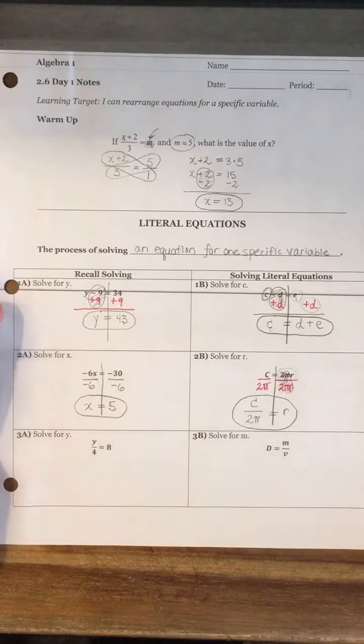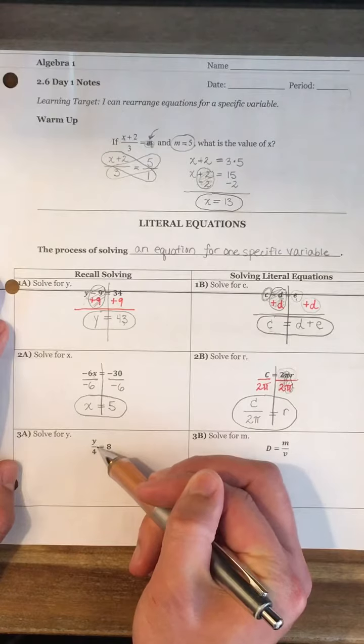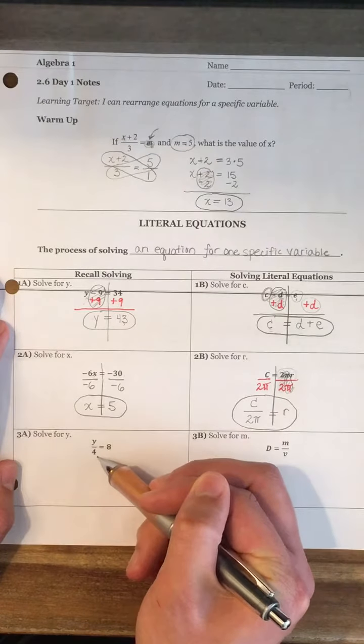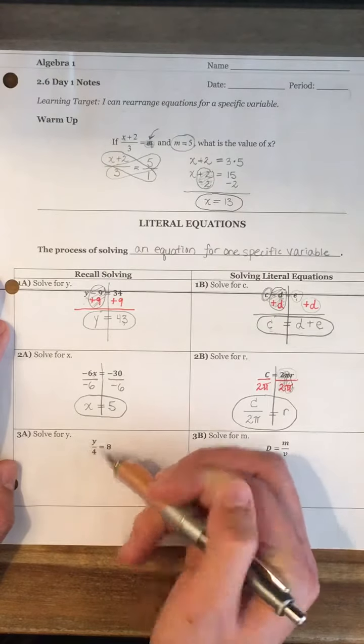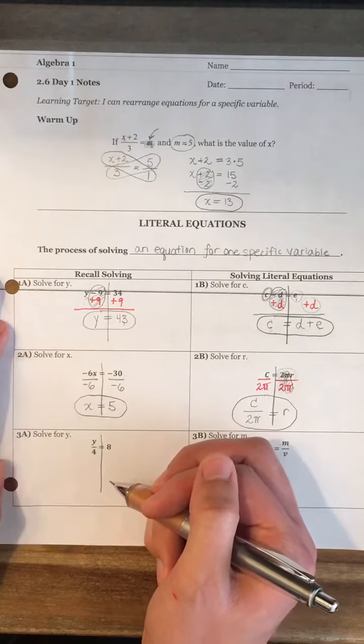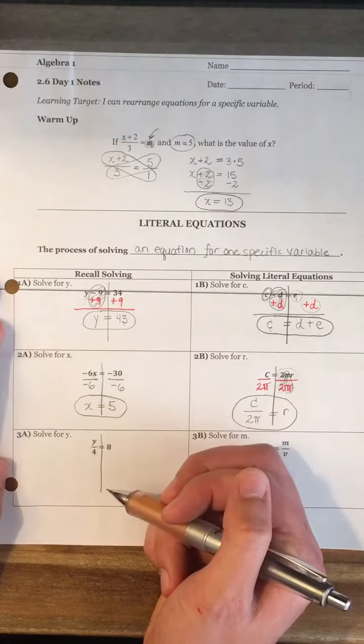Finally, number 3 here. It says solve for y. So I have y divided by 4, all equal to 8. Again, I need to get y by itself. What's with y that I need to get rid of? Well, it's this whole divided by 4 business. So I need to somehow undo this division by 4 to get y by itself.